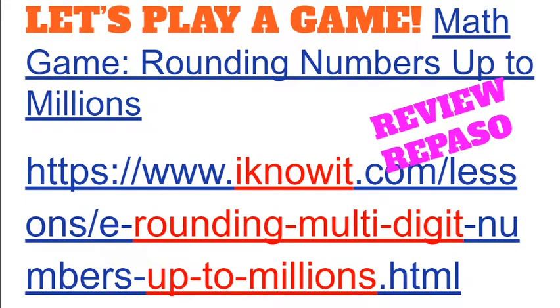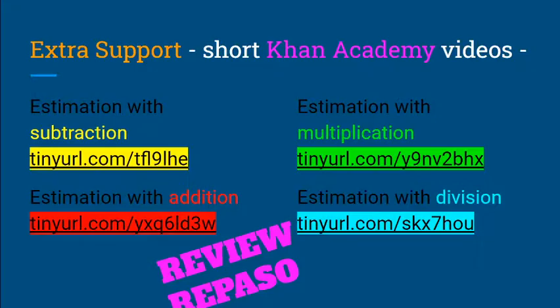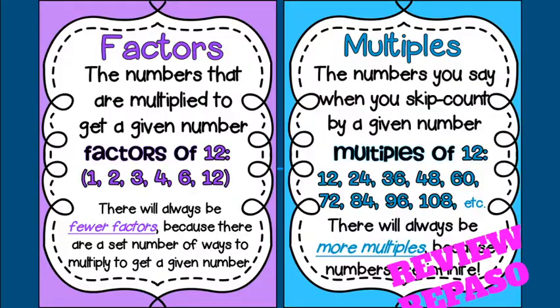Okay, we played this game. On the 24th of April, we continued to multiply using what we knew from estimation. Okay, and that was pretty simple for most kids. If you don't understand that, you can go to these links, which I have on Google Classroom, and you can watch those quick videos. They're only about 2 or 3 minutes each, understanding estimation with subtraction, addition, multiplication, and division.